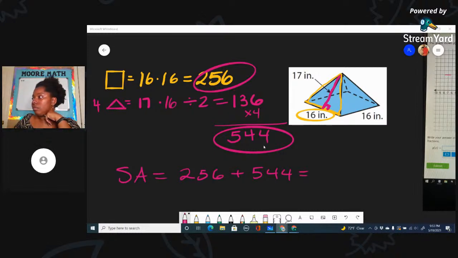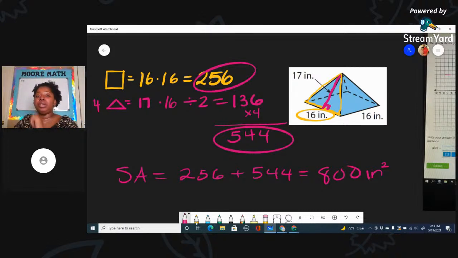800. 800. Yeah. You see it? And then inches what? What did I tell you to remember? Squared. There you go. Awesome. Okay, so 800 inches squared.